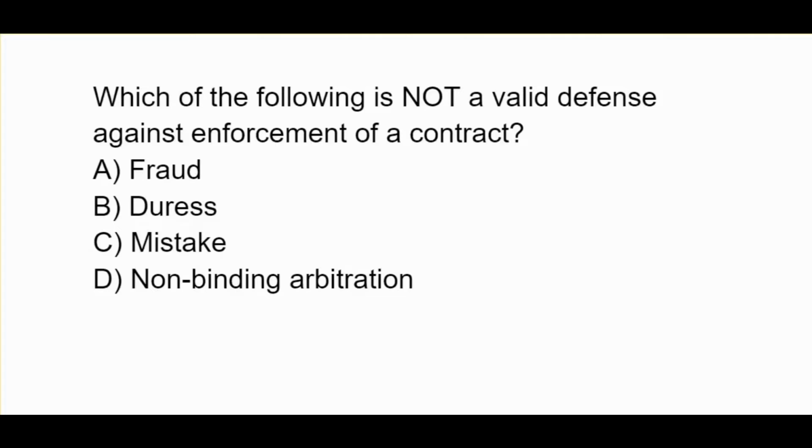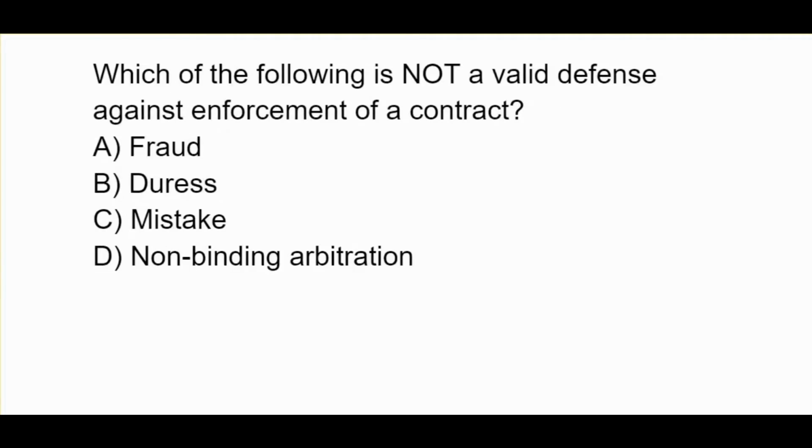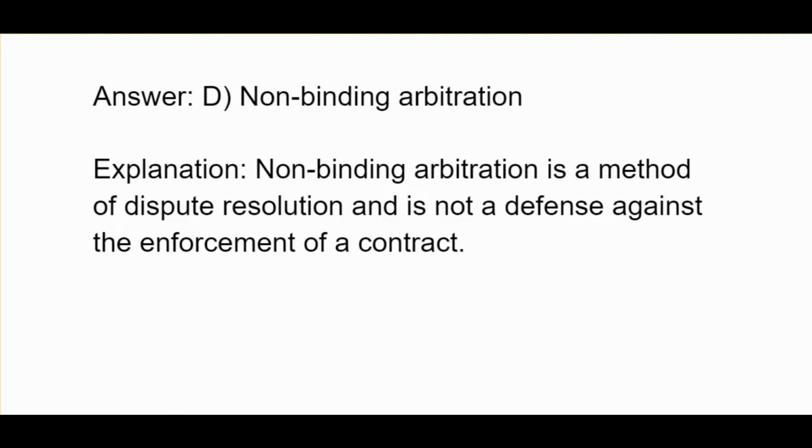Which of the following is not a valid defense against enforcement of a contract? A, fraud. B, duress. C, mistake. D, non-binding arbitration. D, non-binding arbitration. Non-binding arbitration is a method of dispute resolution and is not a defense against the enforcement of a contract.